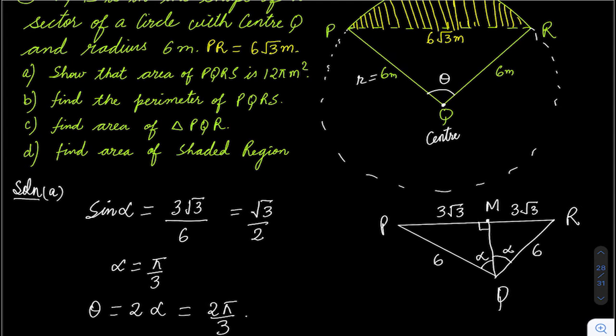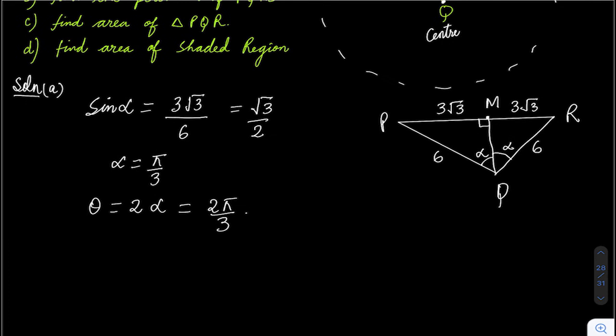So you can use cos of Q equal to 6 square plus 6 square minus 6 root 3 whole square, divided by 2 times 6 into 6. That is the cos Q value. So you can use the cosine rule also to find Q directly. Okay, so that's one thing. So now we have the angle.